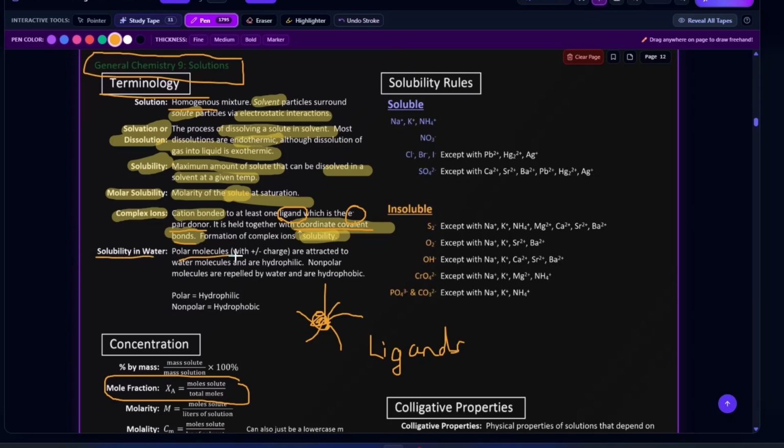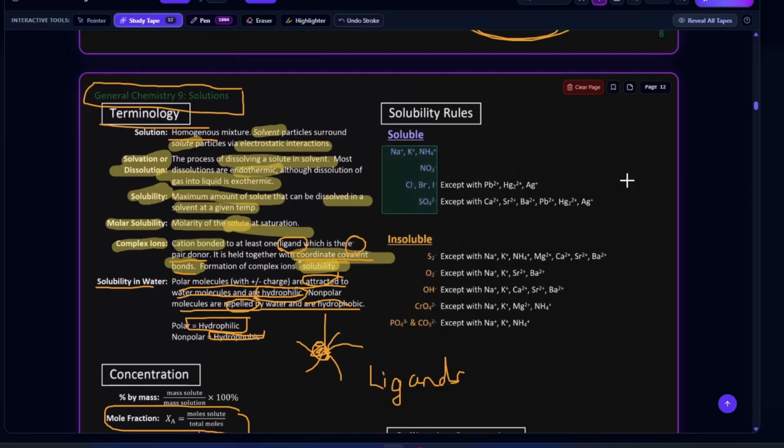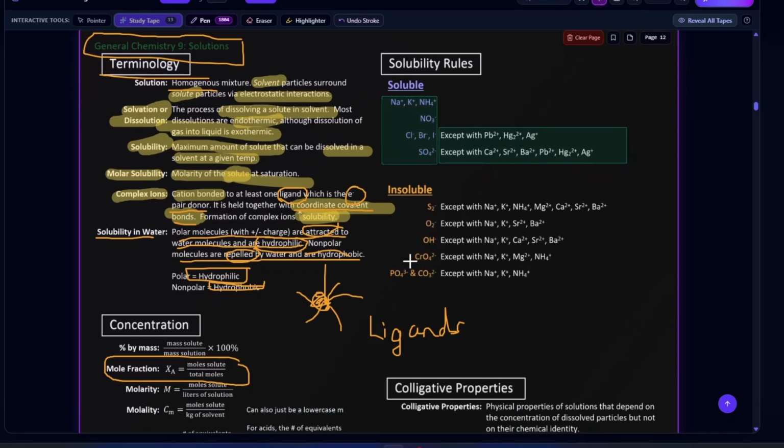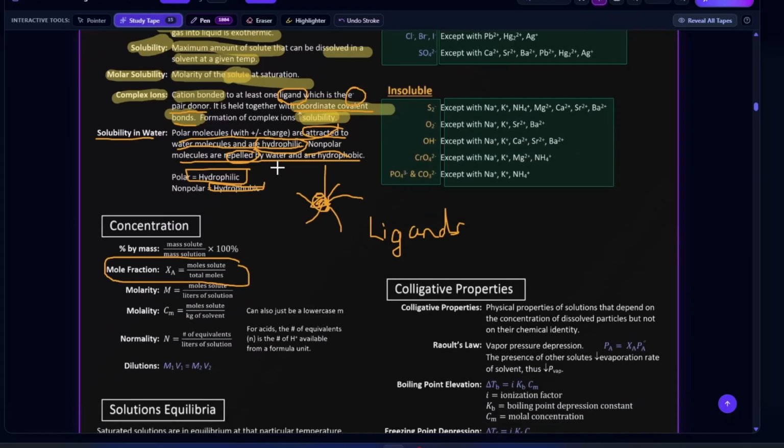Solubility in water: polar molecules with positive and negative charge are attracted to water molecules and are hydrophilic. Hydrophilic means it wants to affiliate with water and come together with it. And non-polar molecules are repelled by water and are hydrophobic. So hydrophobic, think of it as having nothing to do with water, so it's repelling water. But hydrophilic wants to be with water, so it's attracted to water. Now, solubility rules are just pure memorization. You just memorize that this, except this, is soluble in water, and this is insoluble in water, I think, right? So yeah, it's just memory.